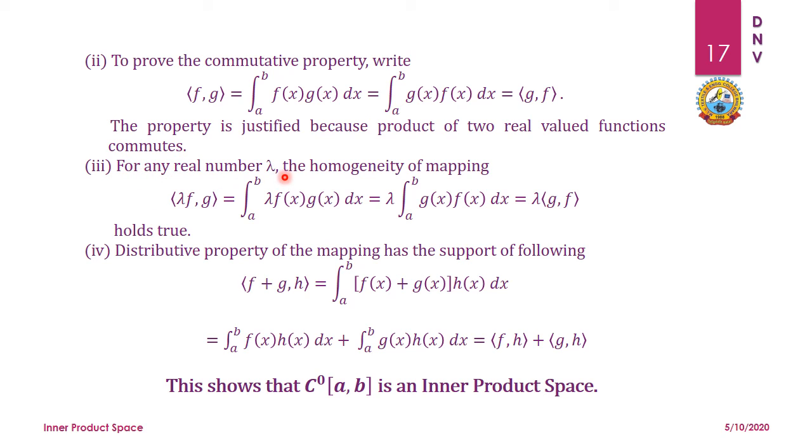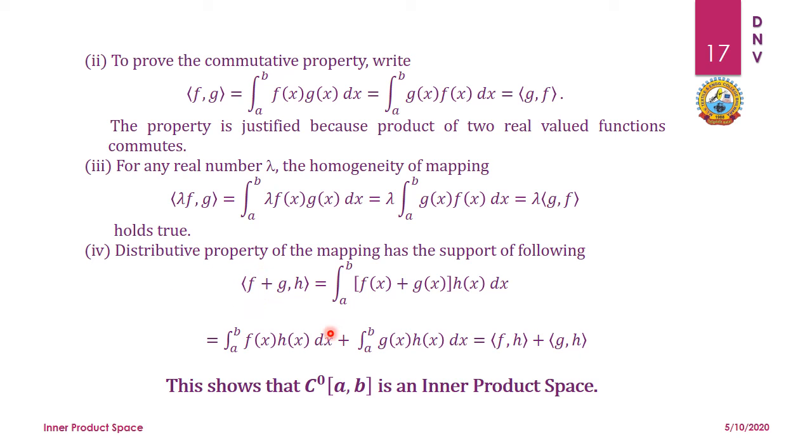For any real number lambda, the homogeneity of the mapping is defined by lambda f comma g equal to the integral of lambda f(x) g(x) dx, and this lambda is a constant or real number. We can take it out of the sign of integration, and the remaining expression is equal to f comma g. So we have proved that lambda f comma g is equal to lambda times the inner product f comma g.